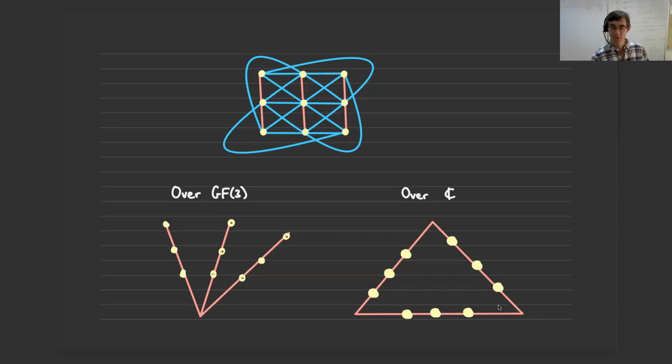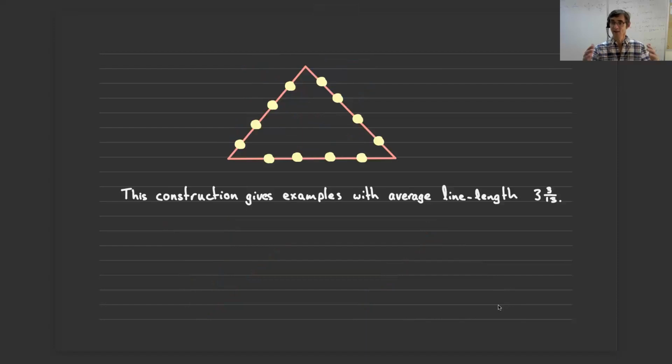And for Dowling geometries, the representability is only dependent on the multiplicative group. And the complex numbers contain all cyclic groups as subgroups. So you can get other examples where the average goes strictly above 3. And with these Dowling geometries, the best you can get is 3 3/13.